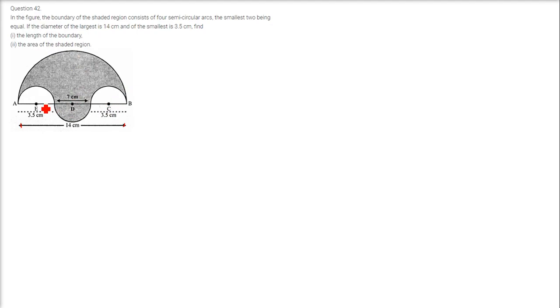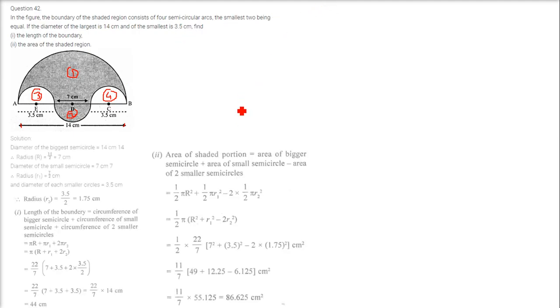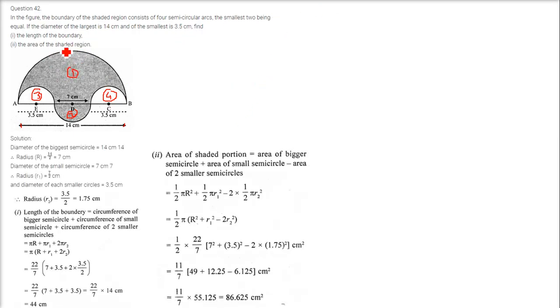So first we will find out the boundary of the outer one. That is, this is the first one, this is the second one, this is the third one, and this is the fourth one. So what is the length of the boundary? Because we know that the circumference of a circle is 2 pi r. And the circumference of the semicircle is pi r.